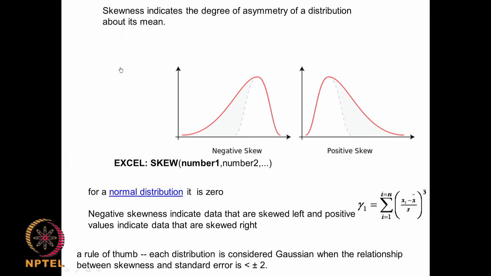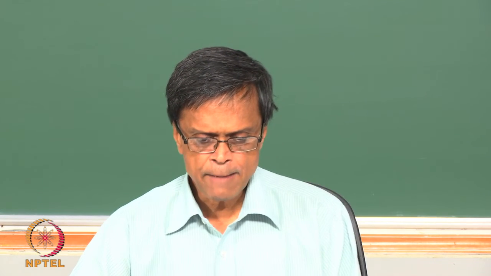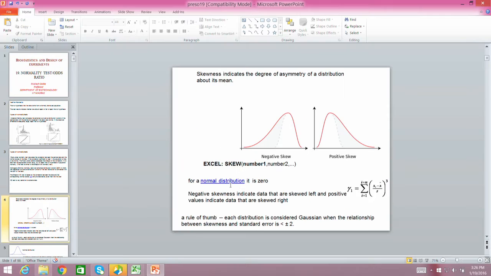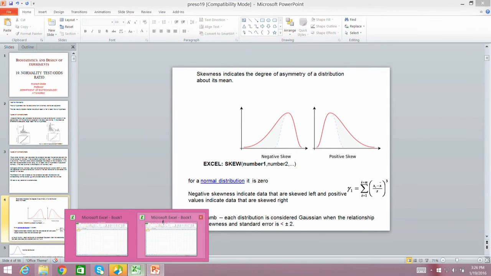Then we also have some parameters called skewness and kurtosis. They are also an indication of the normality of your data. For example, you can have a negative skew, that means on the negative side you may have less data at the left hand side. Positive skew means you have skewed towards the right. This is called a negative skew, this is called a positive skew. So, Excel also has a function called SKEW. So, given a data set, it calculates the skewness of the data.